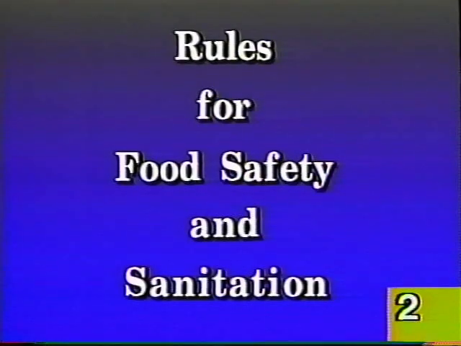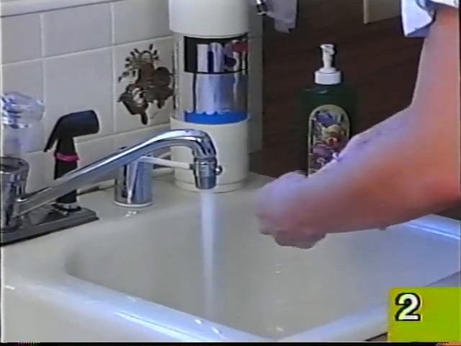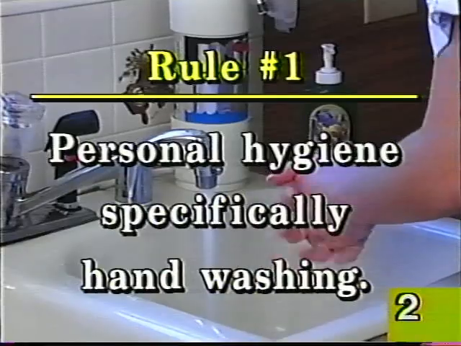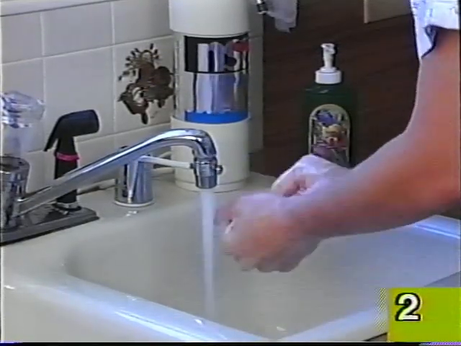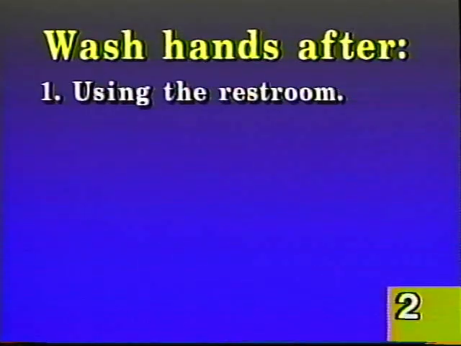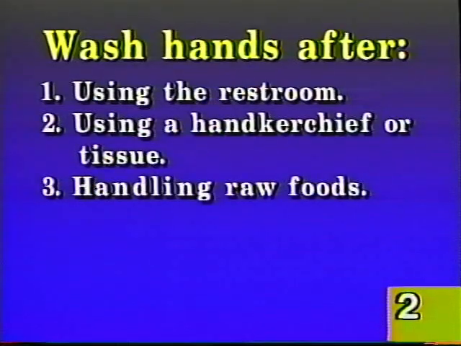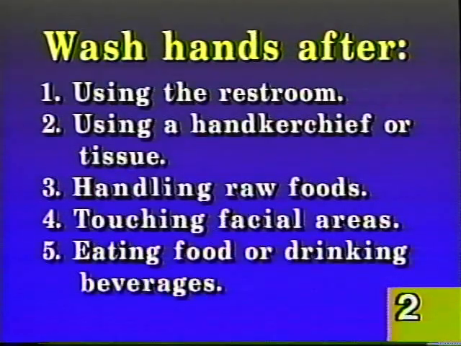One of the most important sanitation rules to follow to prevent foodborne illness is to maintain personal hygiene standards. This includes the most critical aspect of personal cleanliness, which is frequent and thorough hand washing. Dirty hands and fingernails are often the cause of foodborne illness. Hand washing should always follow activities such as: 1, using the restroom; 2, using a handkerchief or tissue; 3, handling raw foods, particularly meat and poultry; 4, touching areas of the face, such as mouth, nose, or hair; and 5, eating food or drinking beverages.